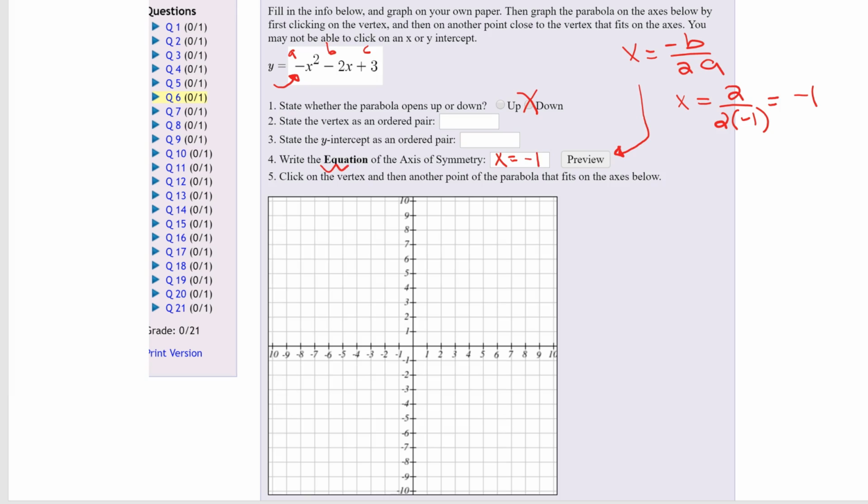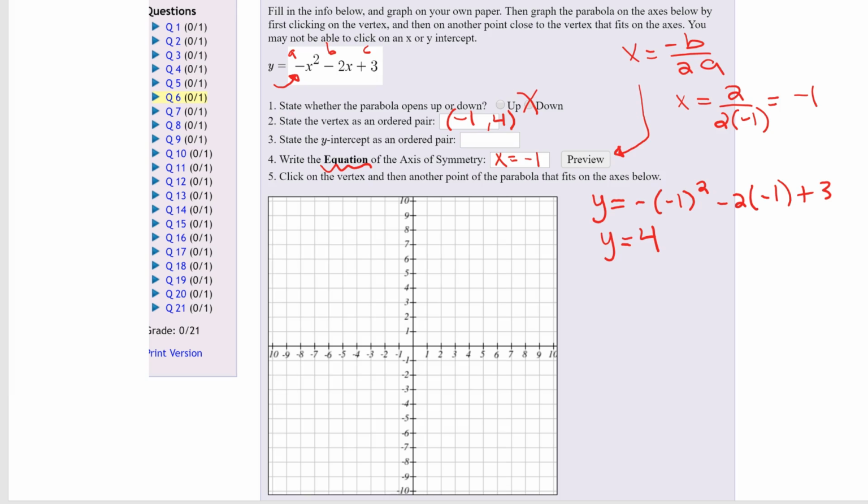Notice that they bolded the word equation. If you're just putting negative 1, it is going to be marked as wrong. And then you're going to substitute that into this equation. So we want to find the y value. So y equals negative 1 squared minus 2 times negative 1 plus 3. And I'm just going to type all that into my calculator really, really carefully. Don't forget those parentheses. And I get the y value is 4. So that means the vertex is negative 1, positive 4.